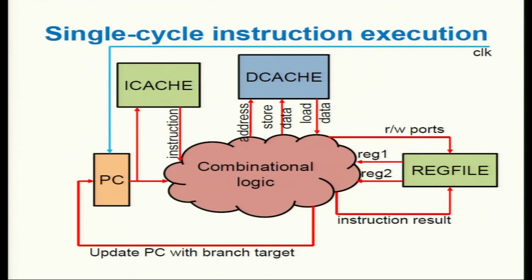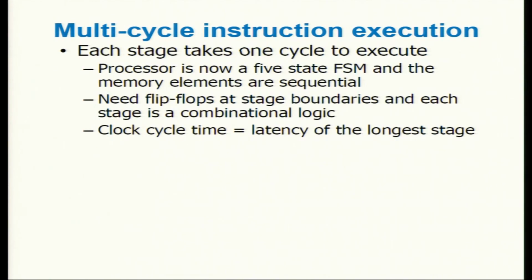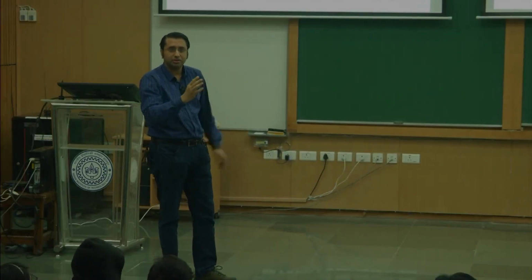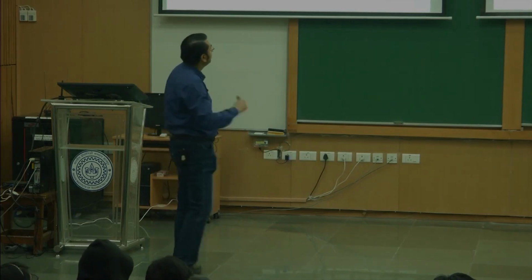So most of the complication actually goes into this piece of cloud. So if you try to look at the performance of this machine, each stage takes 1 cycle to execute. That's what we have assumed. So a clock cycle comes, the program counter changes, a new instruction gets fetched, it gets executed, and so on.